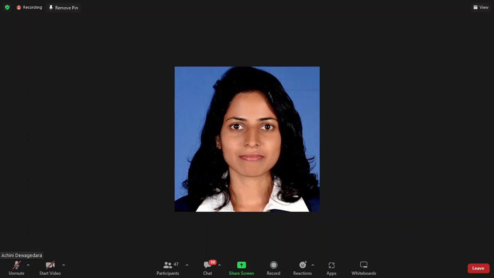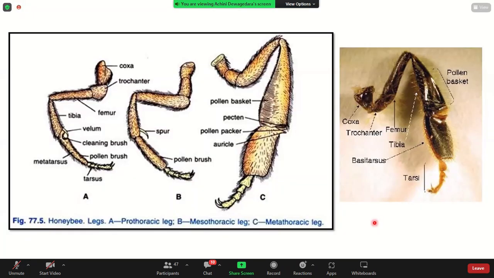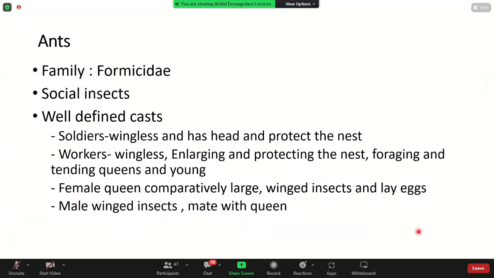So let me go back to the presentation. Okay, right. Next, we are going to discuss ants. They belong to family Formicidae, and they are also social insects like bees. They also live in colonies, and they also have well-defined castes like soldiers, workers, and queen.